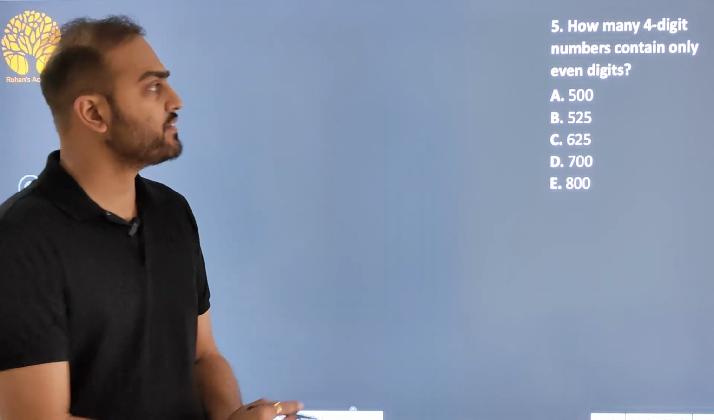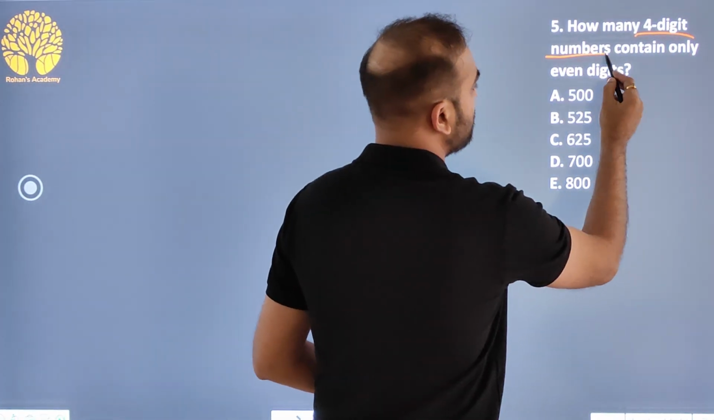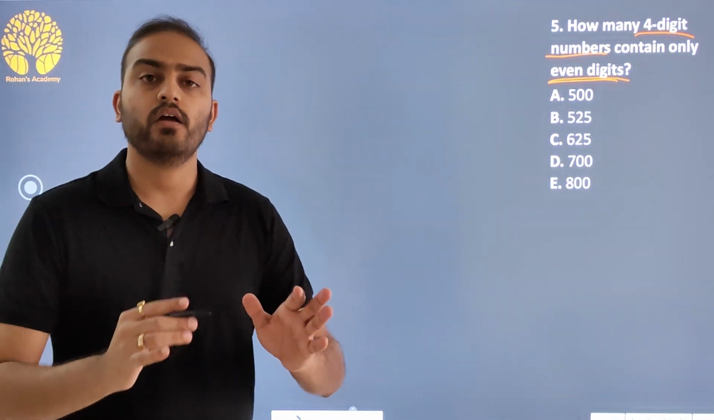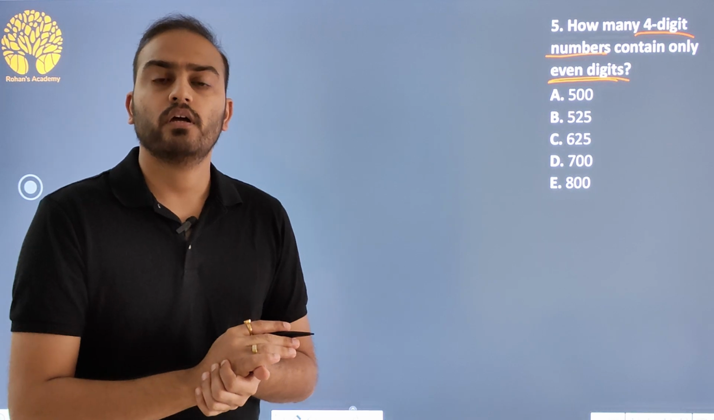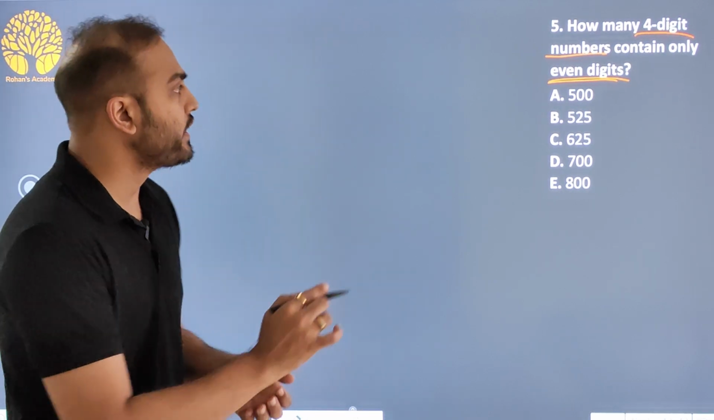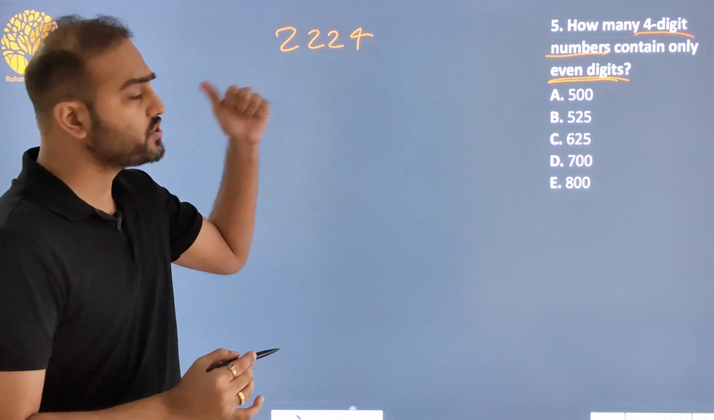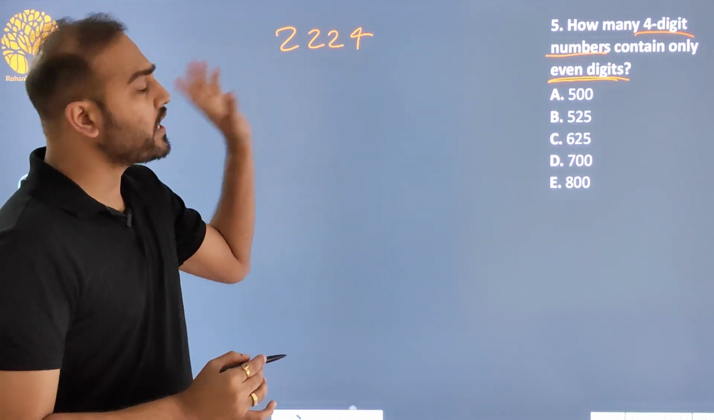Again, a very similar question. See, we have a 4-digit number and it should contain only even digits. Again, think, by reading the question, can repetition be allowed? Can the number 2224 be allowed? It is a 4-digit number. Yes. All the digits are even.